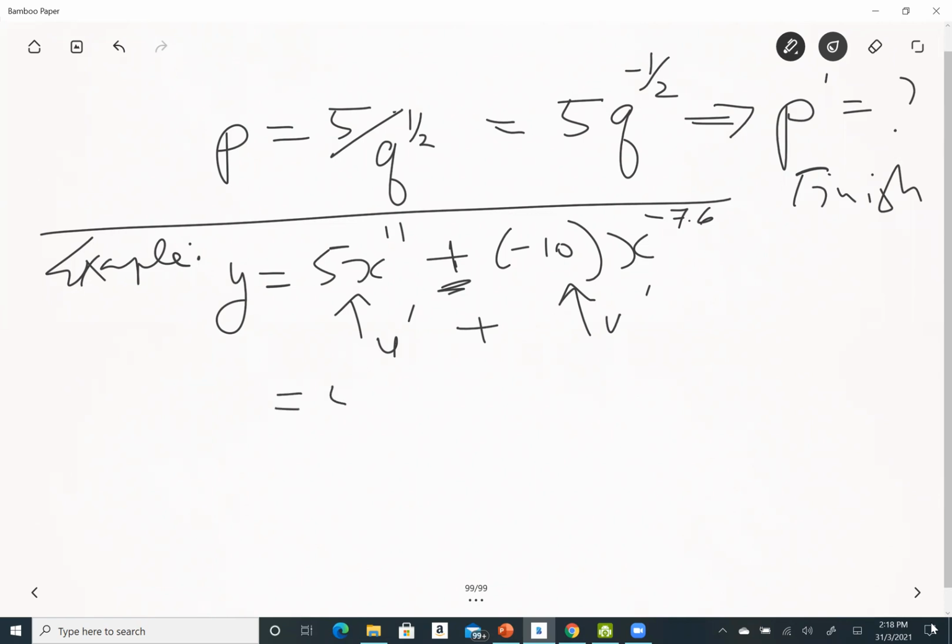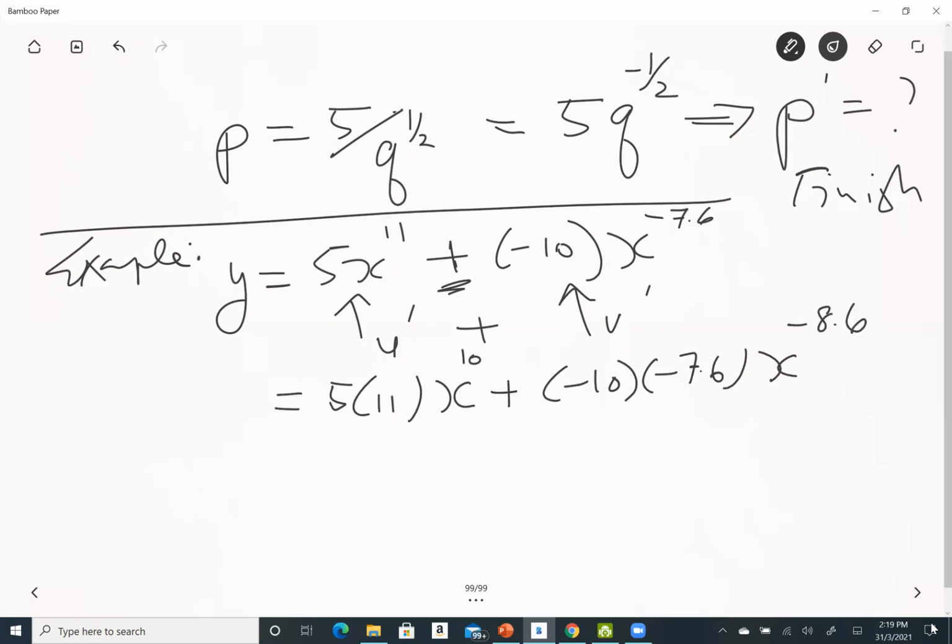So what do I get? I get 5 multiplied by 11, x with the power reduced by 1, so that becomes 10, plus negative 10 multiplied by negative 7.6 times x with the power reduced by 1, which becomes negative 8.6. So that is our derivative. And of course, you can multiply that out now. All right, so that is the sum rule.